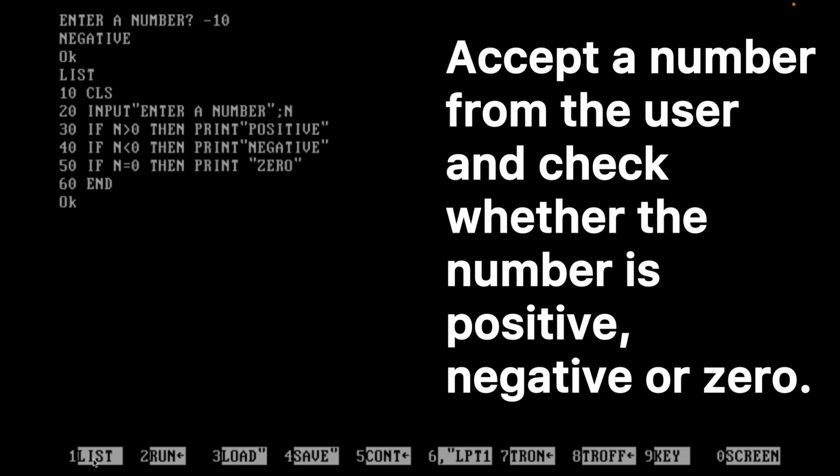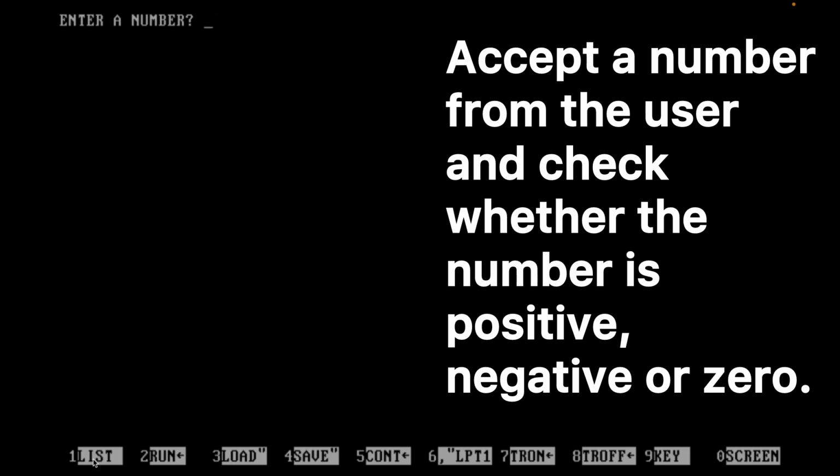Once again we will run the program, list the program, then we will run the program, and this time we'll put 0. Let's see our program is working or not. See, it is showing it is 0. So this way we use if and then. Now we'll clear the screen.